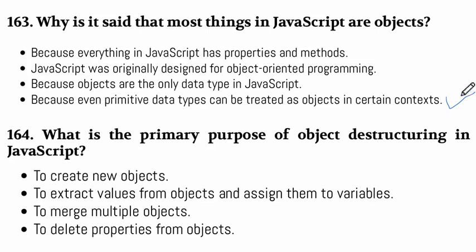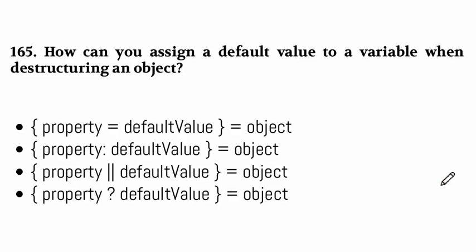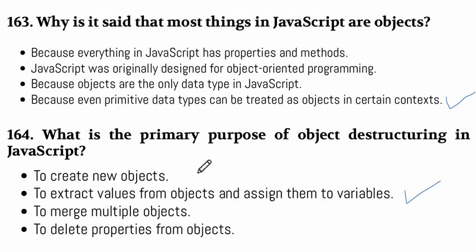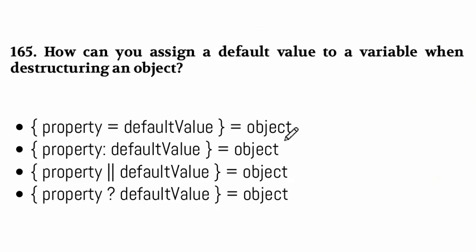Now we are going to discuss another question. What is the primary purpose of object destructuring in JavaScript? To extract values from an object and assign them to a variable. We have discussed in the previous video about object destructuring, where I told you guys that I'm gonna make a separate video on object destructuring, or else I'm gonna discuss it in the upcoming lecture. So in today's video, at the end of this lecture, we're going to see the use of object destructuring. The purpose of object destructuring is to extract values from the object and assign them to a variable.